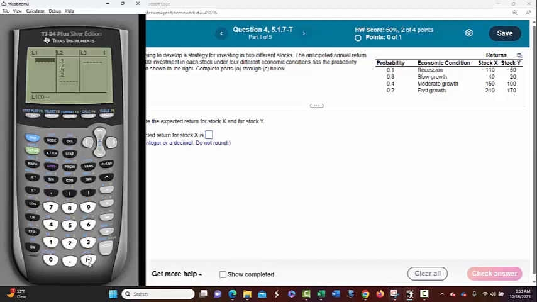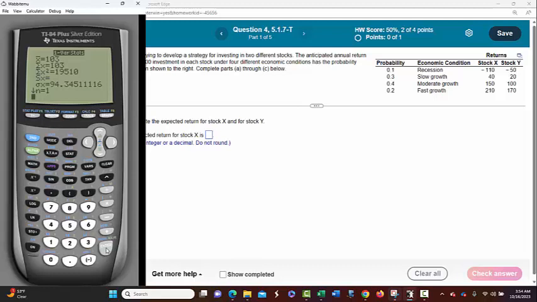So now I have to put in negative 110, 40, 150, 210. All right, so far so good. Stat, calc, one var stats. All right, there's the mean, 103.